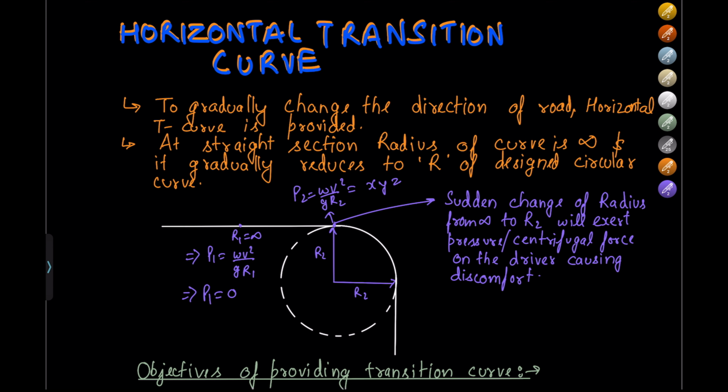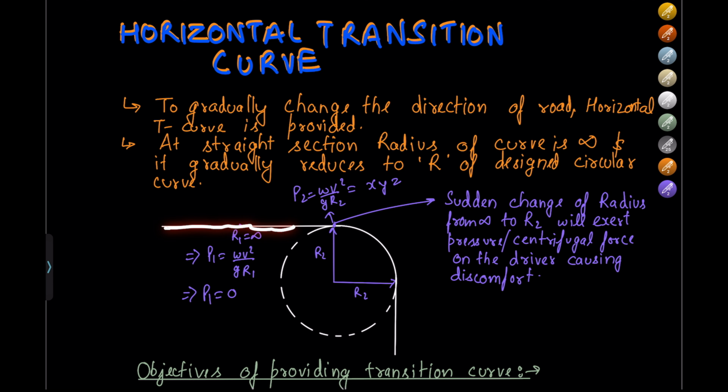See, what happens is when a vehicle is moving on a straight road, it is moving on a road with radius of curve equal to infinity. So if we start the radius of curve at a limited amount, maybe x, y, z, it happens that the sudden jerk will cause discomfort to the passenger. So that is what we have shown in this figure.